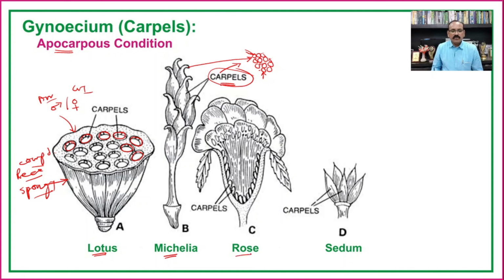Again, in the rose, inside this cup there are many carpels, and all the carpels present inside this cup-shaped thalamus or receptacle are free from each other, and hence in the rose also there is a presence of apocarpous condition. And even in sedum, on this common thalamus or torus, there is a development of carpels which are completely free from each other.